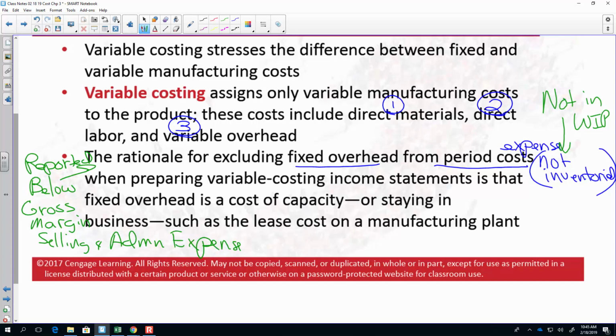Now, who uses a variable costing statement? Internal only. So we can't give this statement to the IRS. We can't give this statement to the bank. It's not allowed. It's not GAAP approved. So this is a purely internal management report. And the reason being is manager control.